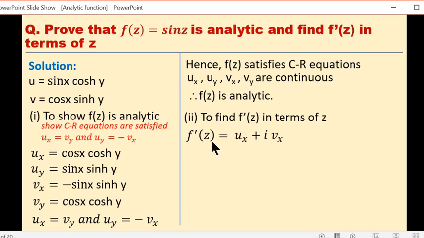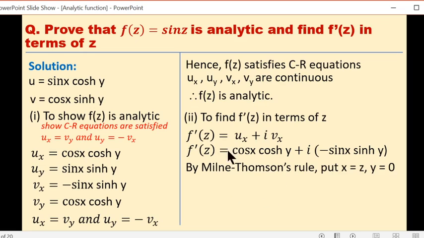Okay, so for f dash z we use the formula ux plus i vx. Our ux is cos x cos hyperbolic y, and our vx is minus sin x sin hyperbolic y. So we substitute these, and we get f dash of z in terms of x and y. We have to bring it in terms of z. How? By using Milne-Thomson's rule, that is put x equal to z and y equal to 0. So when you put x equal to z and y equal to 0 in this, we get f dash of z equal to cos z into cos hyperbolic 0 plus i into minus sin z into sin hyperbolic 0.